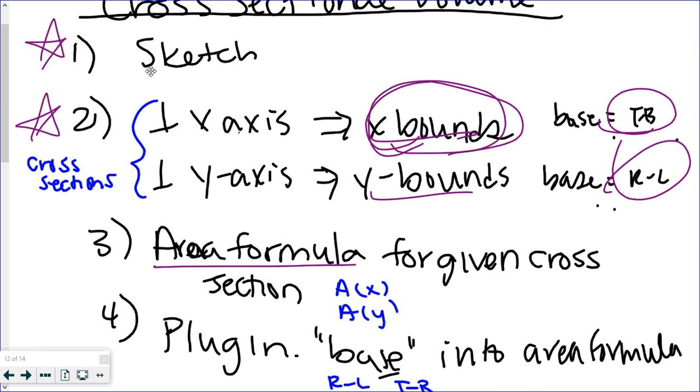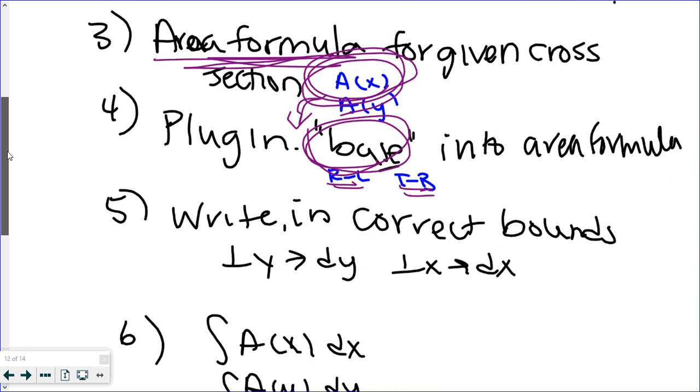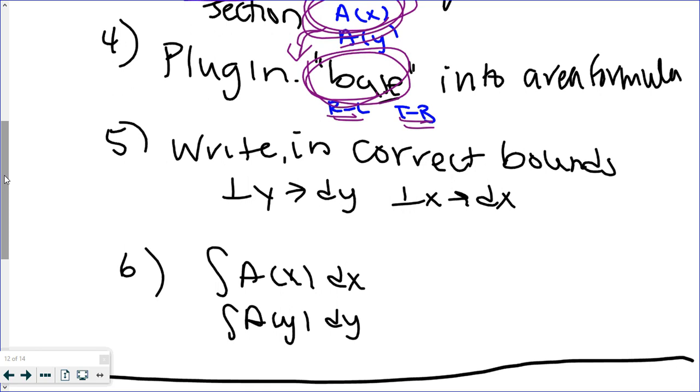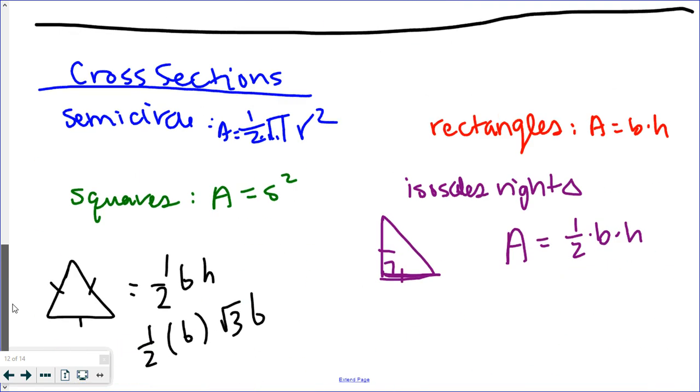Once you do that, you try to give them your area formula, and you try to get that area formula in terms of x. Now, how you do that is you plug in your base. Your base will always be top minus bottom or right minus left. You plug that in to get it in terms of x. And then all you have to do from that point is just to integrate, okay? Integrate it either as a dy or dx equation, depending on if it's top minus bottom or left minus right. And then integrate and solve.